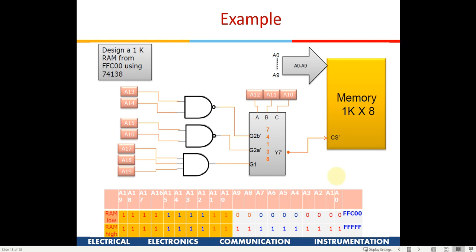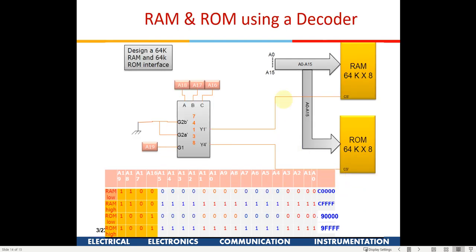Okay, so let's take one more example here. In this we say we need to connect a 64K RAM and a 64K ROM also. So we need to generate that. For example, we have started off with this. Again, this we can fix, not necessarily.